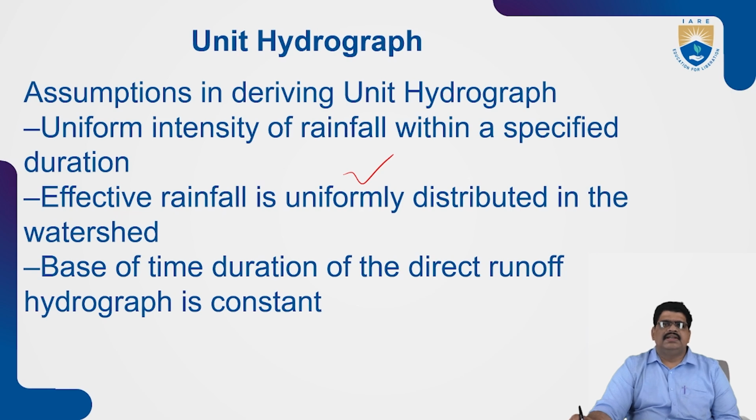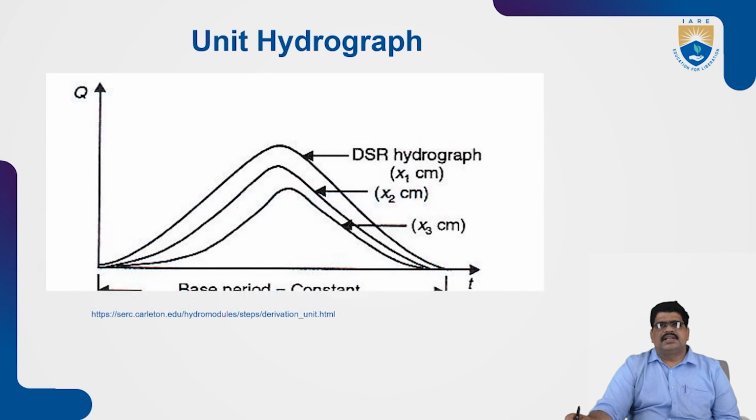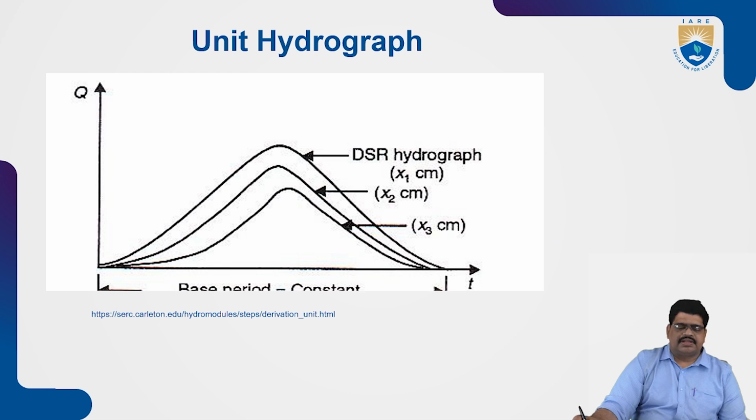It means that the intensity of the rainfall over a particular duration has to be found out. The peak discharge in the morning or at 2 p.m., or whatever it is, and the discharge at night, how much water can run off, the discharge at a particular time will be noted, and the intensity will be noted. Next, effective rainfall is uniformly distributed in the watershed. Next, the base time duration of the direct runoff hydrograph is constant.